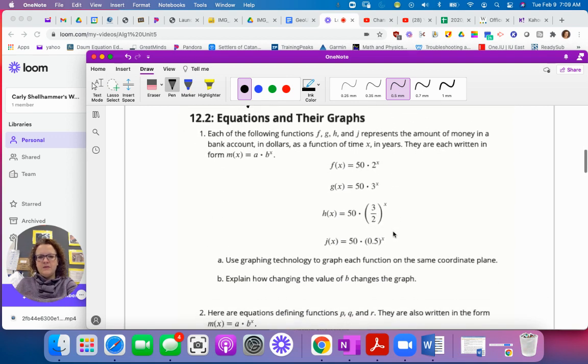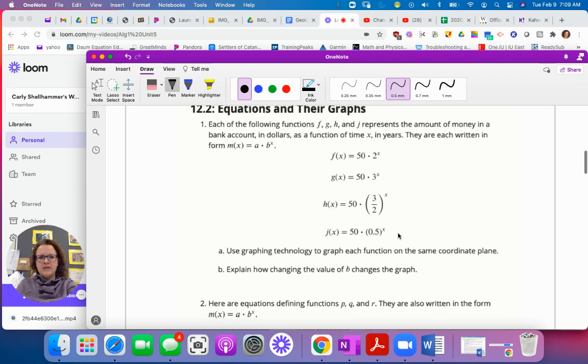Each of the following functions, f, g, and h, represents the amount of money in a bank account in dollars as a function of time, x, in years. They are each written in the form m of x equals a times b to the x, where here I have the initial amount and my either growth or decay factor. So let's see what we're doing here.